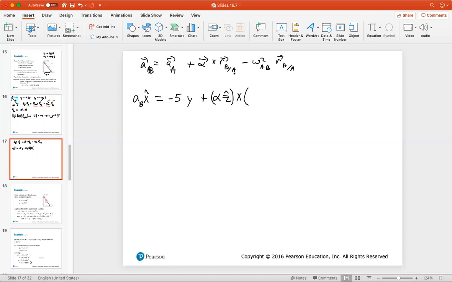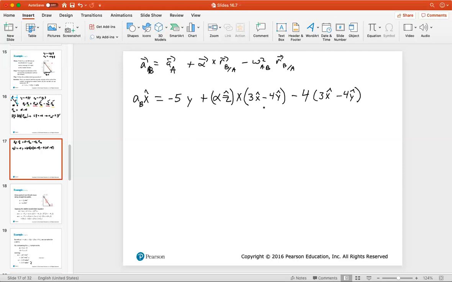Cross this vector, which was 3x hat minus 4y hat, minus, I found the angular velocity to be 2. 2 squared is going to be 4 times 3x hat minus 4y hat.